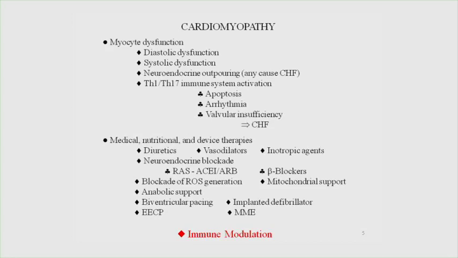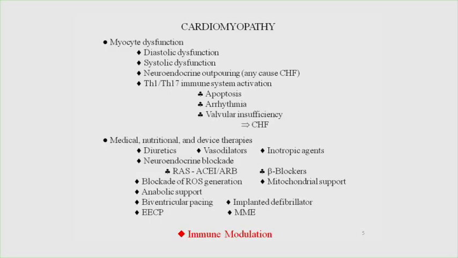We're going to block the renin, angiotensin, aldosterone system with blockers of those hormones. Nutritionally oriented doctors will give you antioxidants to block generation of free radicals. We will give you coenzyme Q, carnitine, and ribose to support the mitochondria. We'll give you anabolic support such as testosterone.